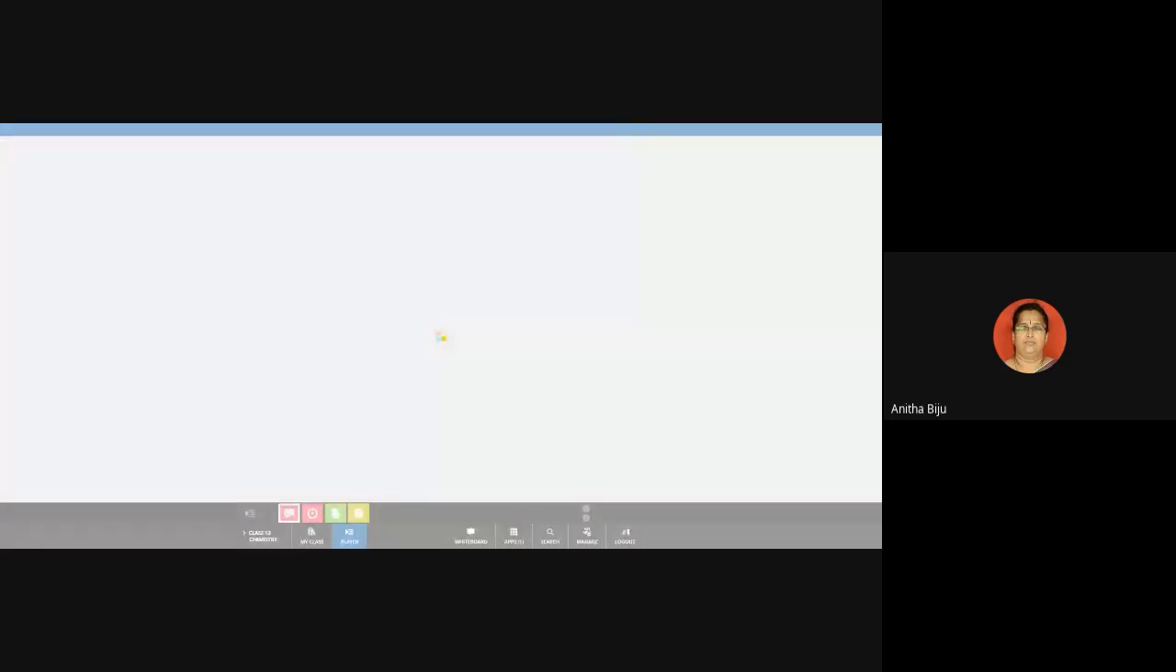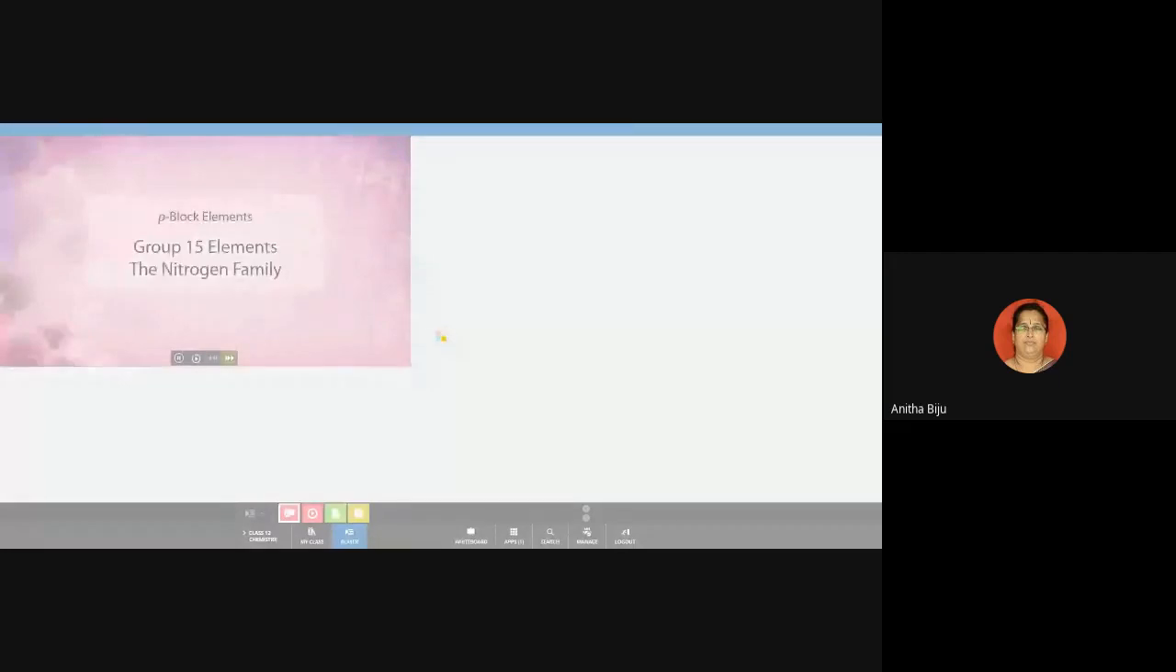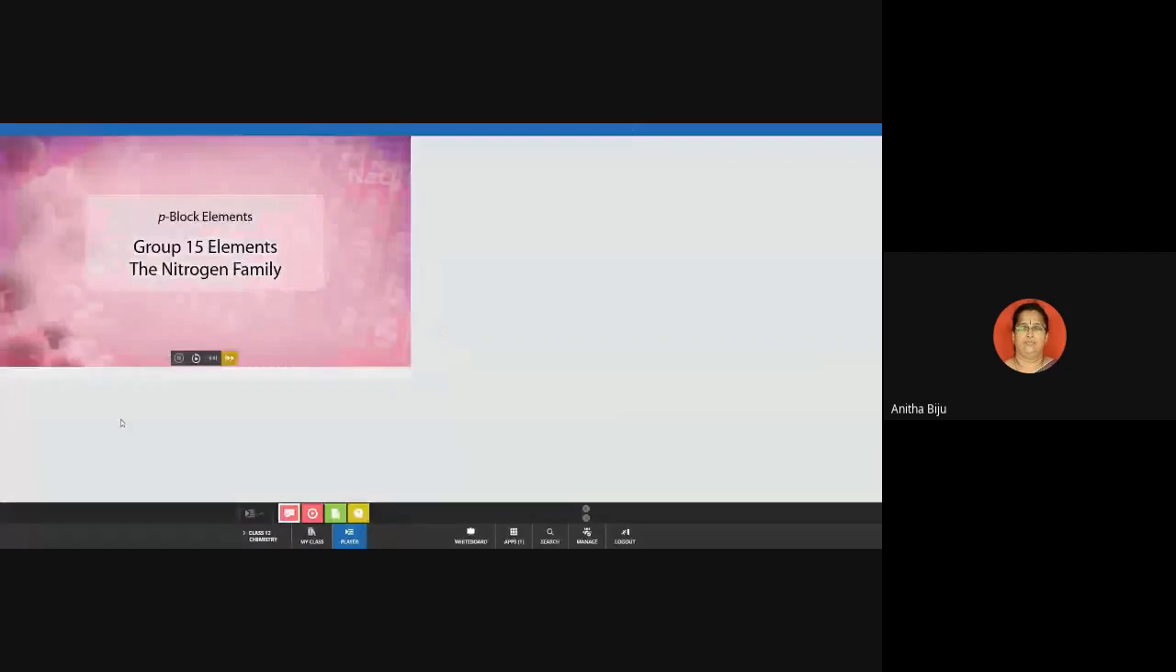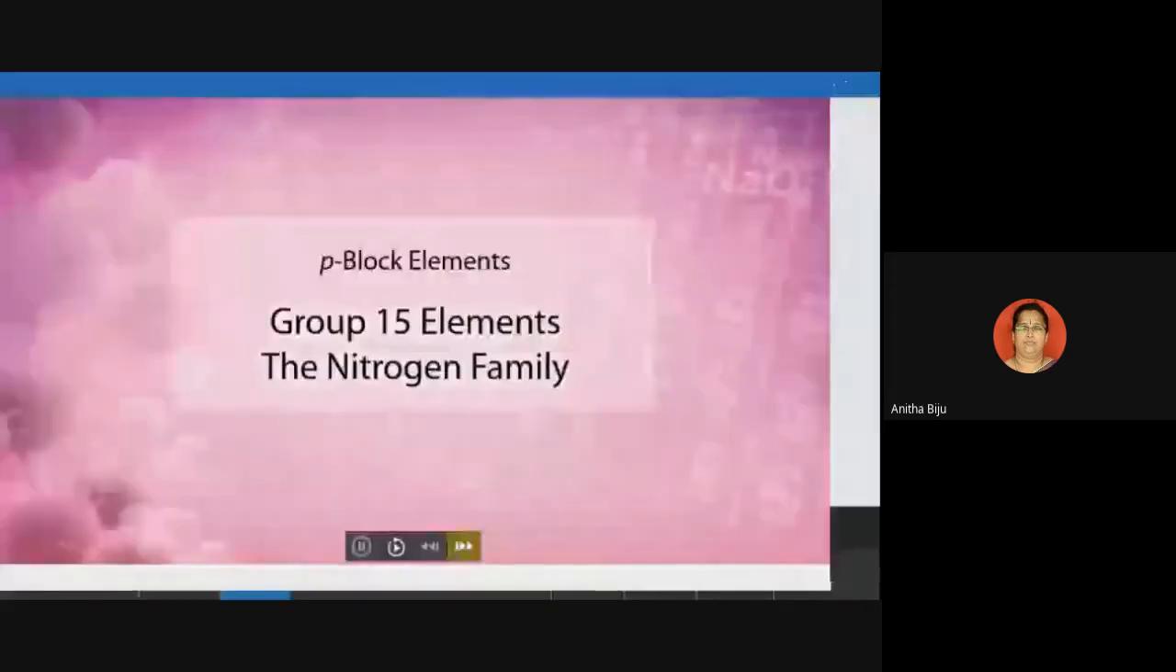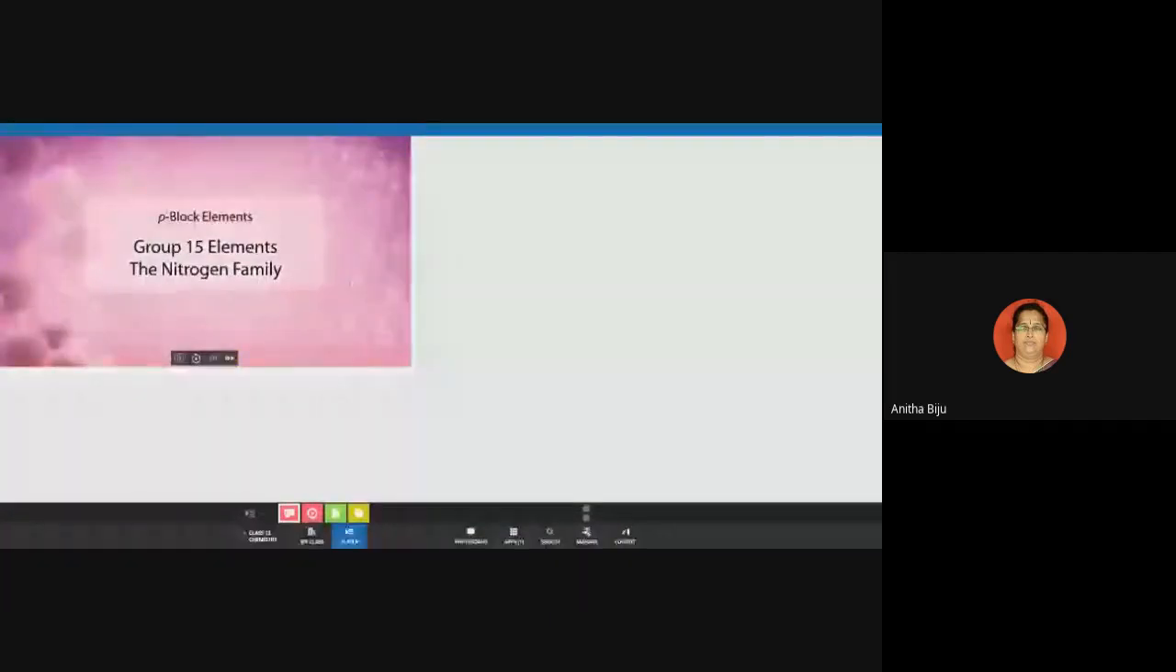And which are the elements present in group 15? Nitrogen, phosphorus, arsenic, antimony, and bismuth. So these are the elements present in group 15. Okay.